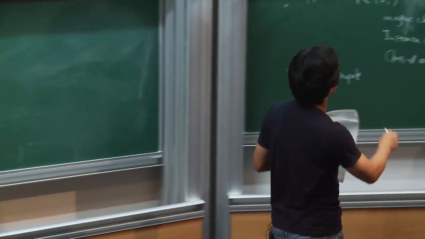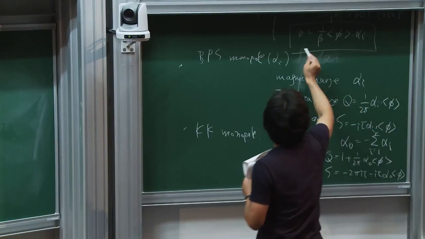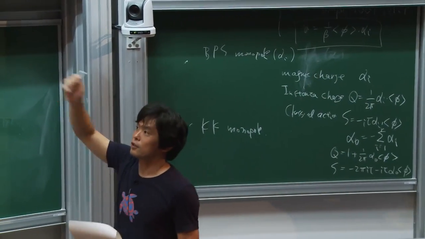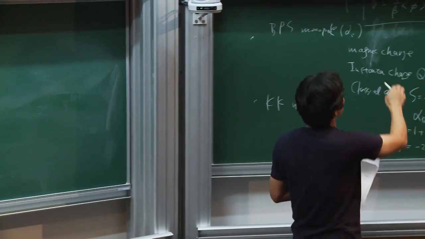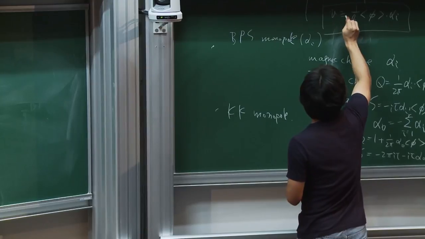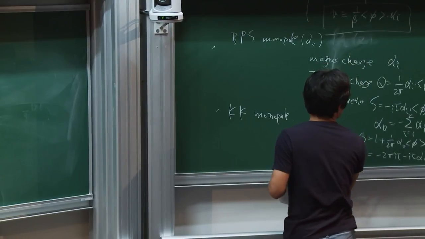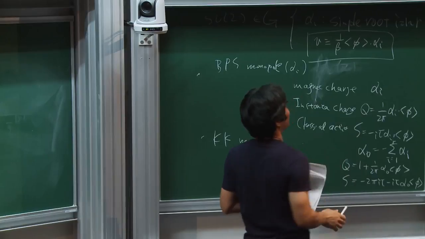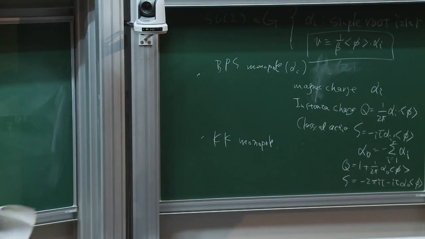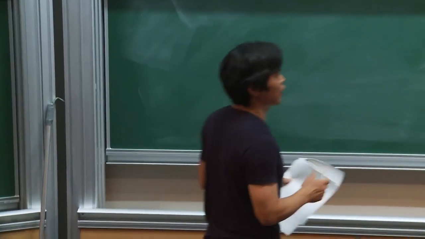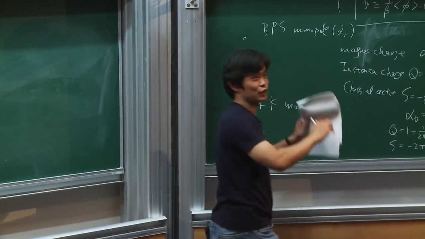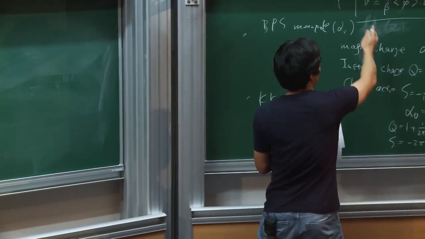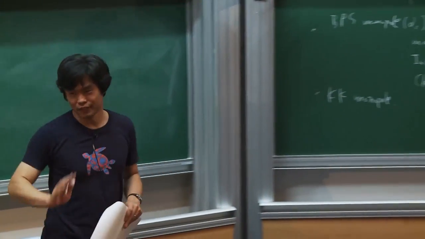Sorry, V. This one. Beta is the length of the S1. Okay. What is this one? V. We define this one. I mean, sorry. I will use... define this one. Sorry. I plan to write down the explicit solution, I mean, to the Polyakov monopole. I include this V, but sorry, I didn't do that.